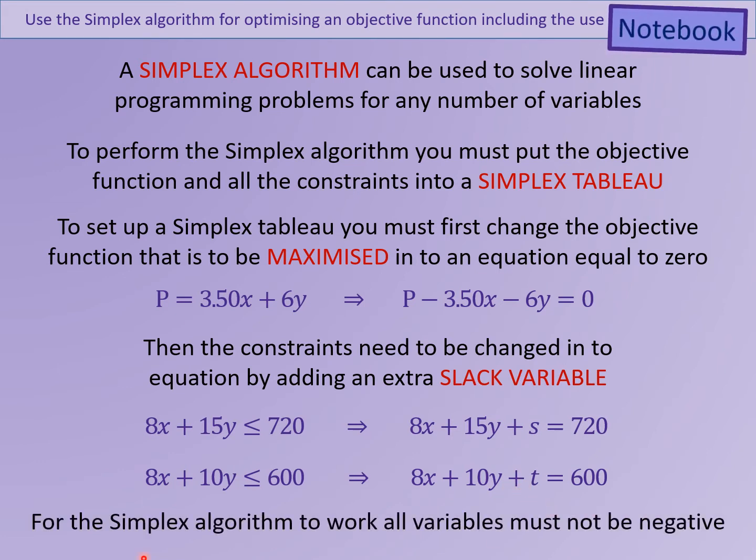The other two, x is greater than or equal to 0, y is greater than or equal to 0, are standard. They have to be that to use the simplex algorithm. The simplex algorithm requires all variables, including the slack variables, to be non-negative. So we know that x is greater than 0, y is greater than 0, s is greater than 0, and t is greater than 0. Pause there and get down whatever notes you need.